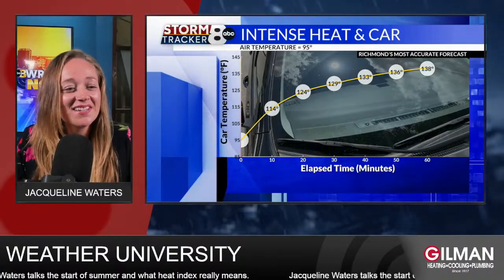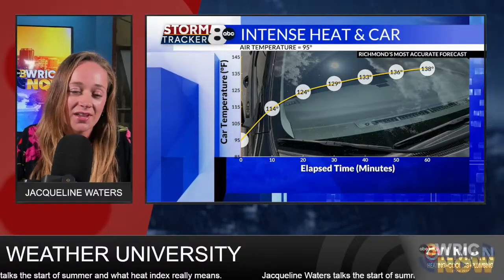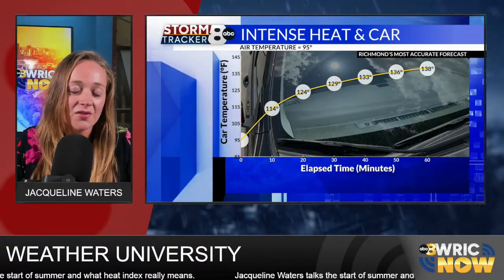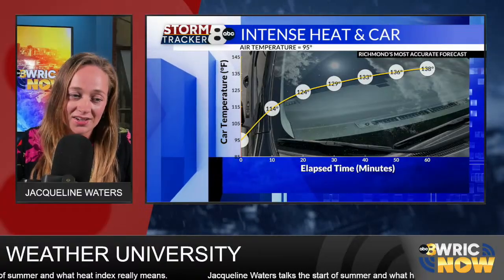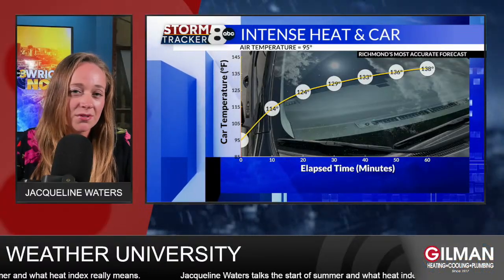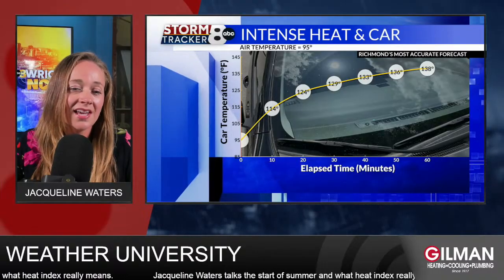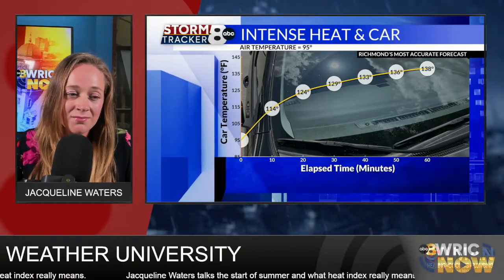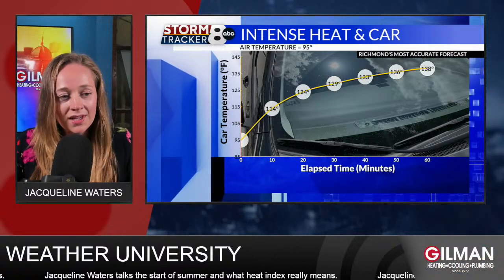But in all honesty, a lot of lives are lost because of the intense heat in the car. So a 95 degree air temperature will lead to a car temperature of 138 degrees in an hour. And even just 10 minutes with a 95 degree air temperature outside, the car will heat up to 114. So in all seriousness, the car heats up very fast. You usually have a black interior, and all that solar radiation gets trapped in the car. It just heats up quicker than your outside environment.